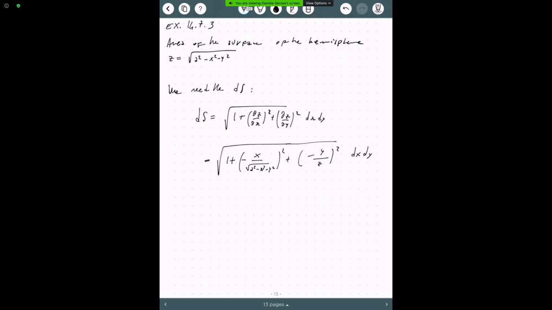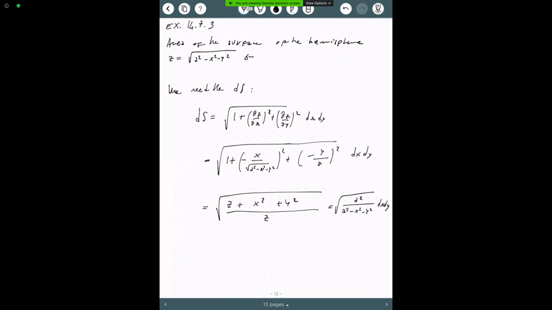Well, z is this guy here. So this is equal to the square root of, if you sum them together, you get z squared plus x squared plus y squared, and this is equal to a squared divided by a squared minus x squared minus y squared, dx dy. So this is our surface measure, and now we need to compute the integral.